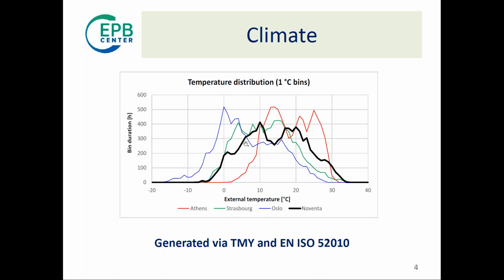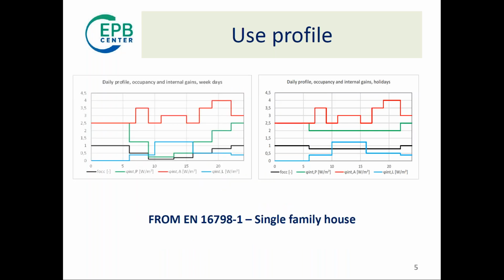And here, what I choose is not far from the average climate of Strasbourg, with something more in the summer, because I wanted to have also some load on the cooling. Otherwise, this house probably would not have any load for cooling. We need use profiles, of course, and these are taken from 16798-1 for the single family house. So you can see the profiles for occupancy, for gains, and for lighting and all these kind of things.